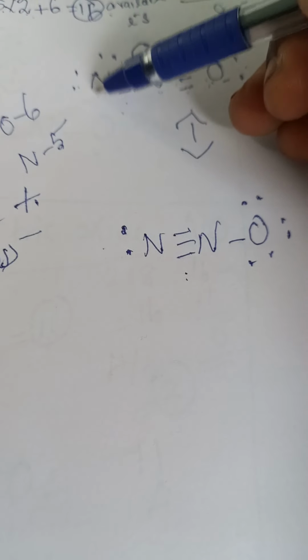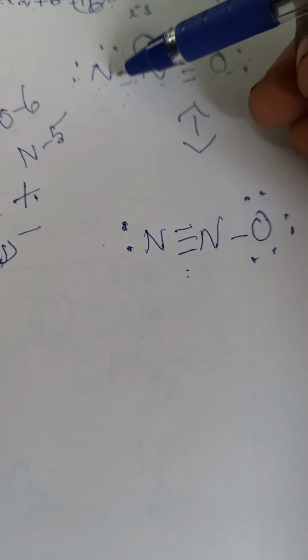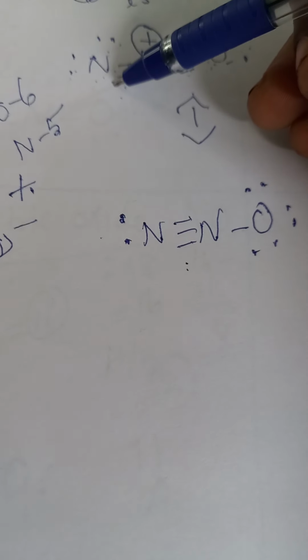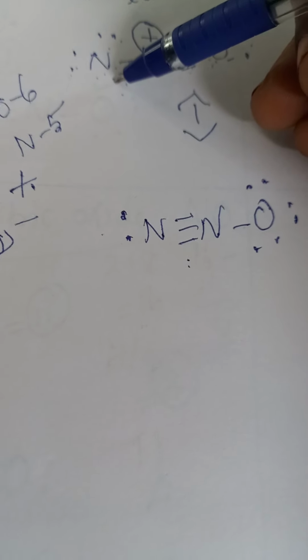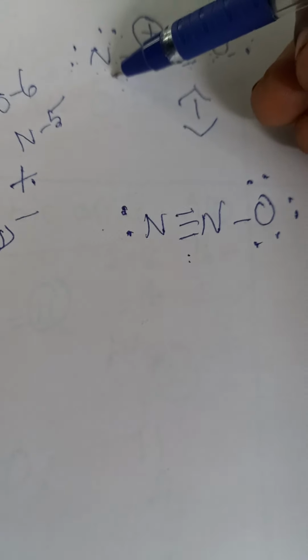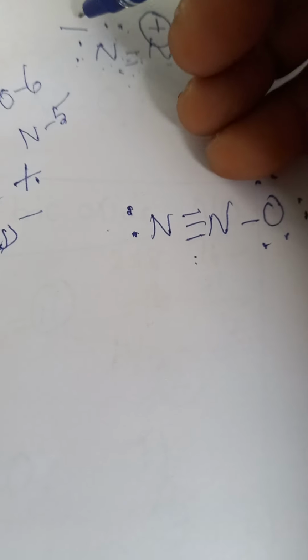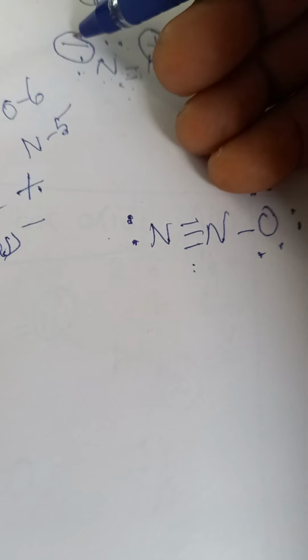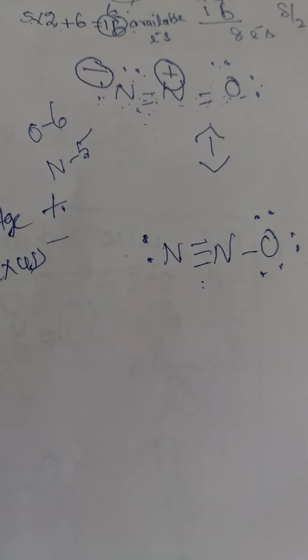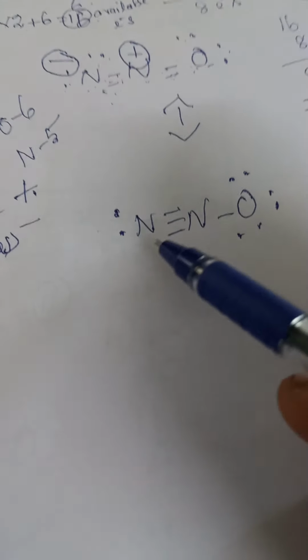Consider this one, nitrogen: 2, 4, 6. 6 electrons are here, but nitrogen contains only 5 electrons. 5. Excess, so negative sign. Similarly, this one you consider. This oxygen you take 2, 4, 6, 7. 7. Excess, so minus.